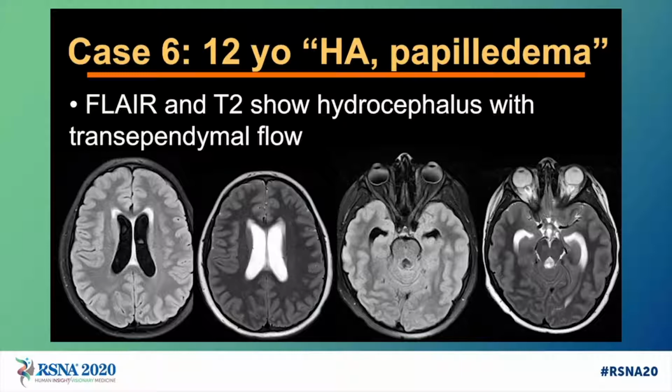Here I'm showing you FLAIR and T2-weighted sequences, and the hydrocephalus is pretty obvious. If you look more carefully, you'll see T2 prolongation, particularly adjacent to the frontal horns, and this is evidence for transependymal flow.